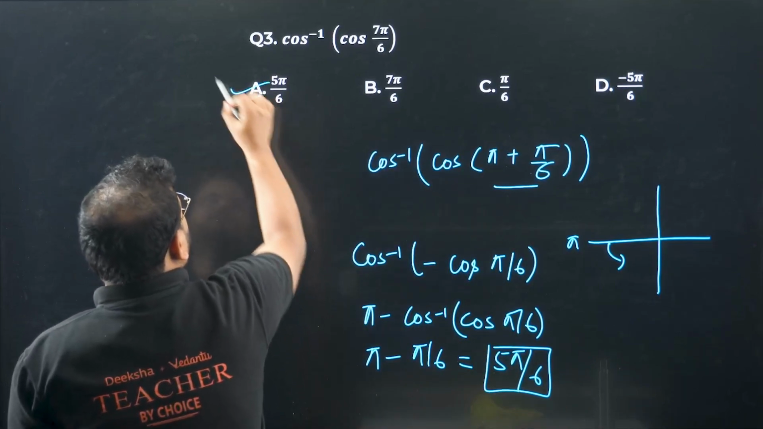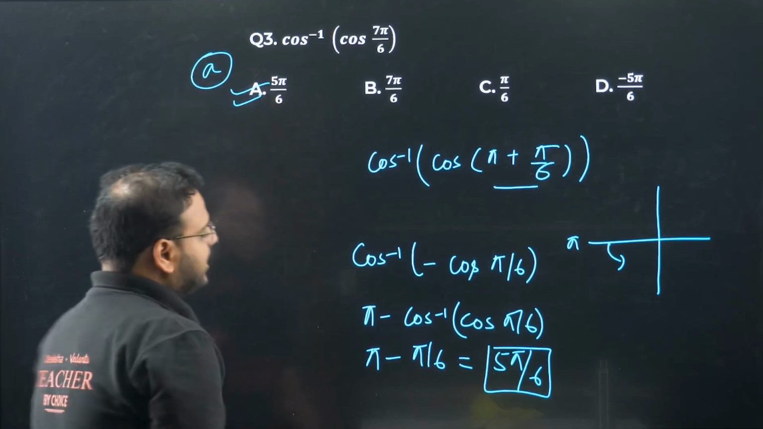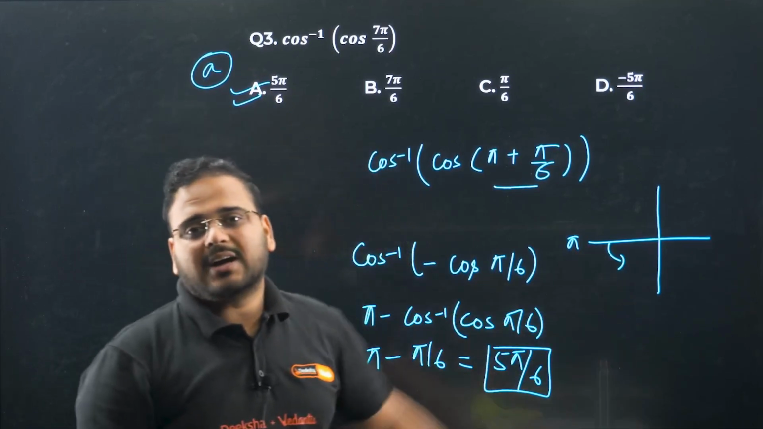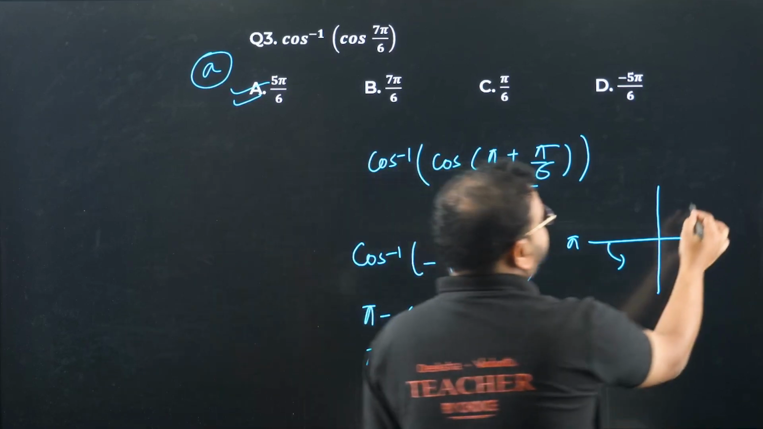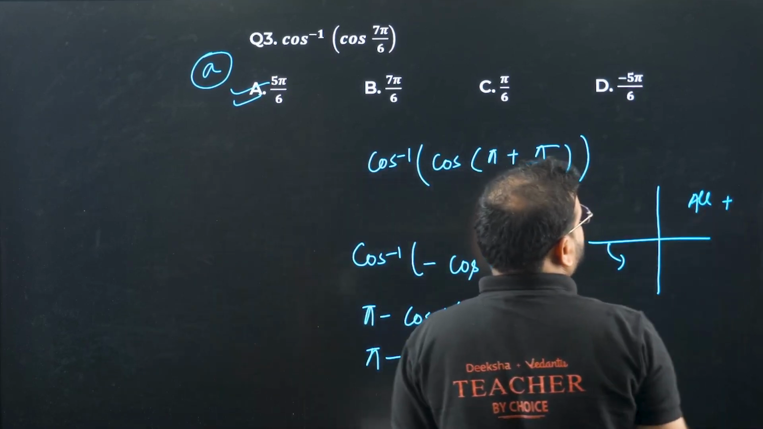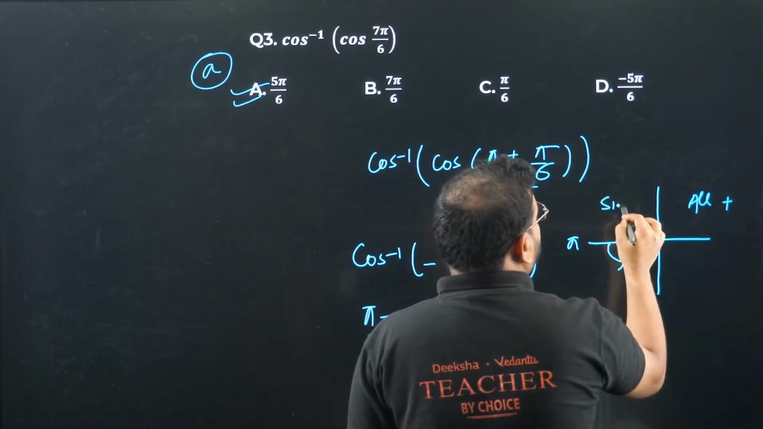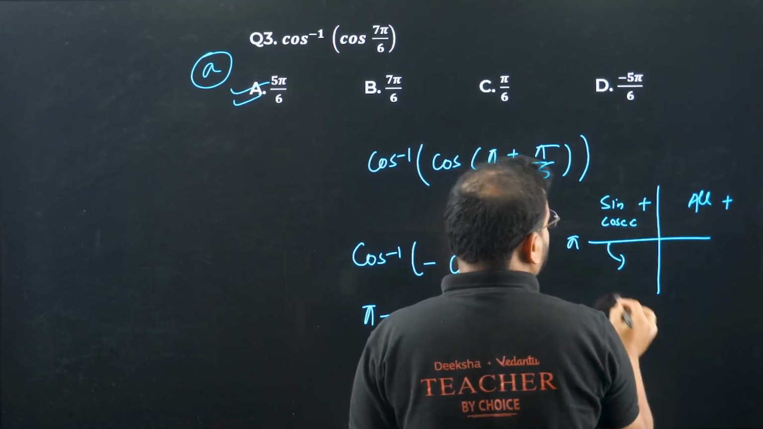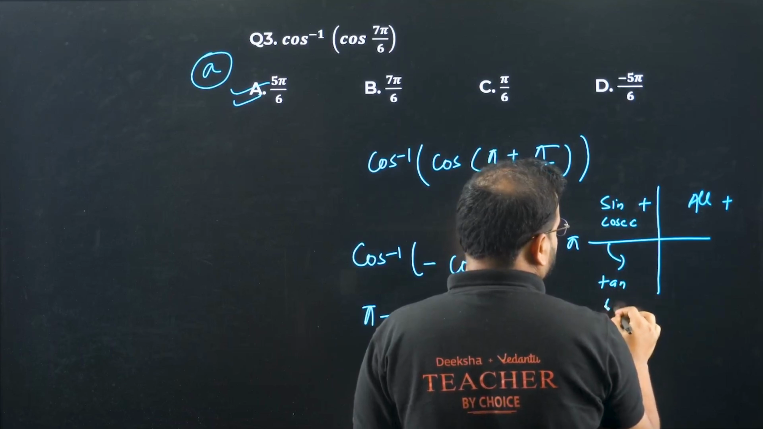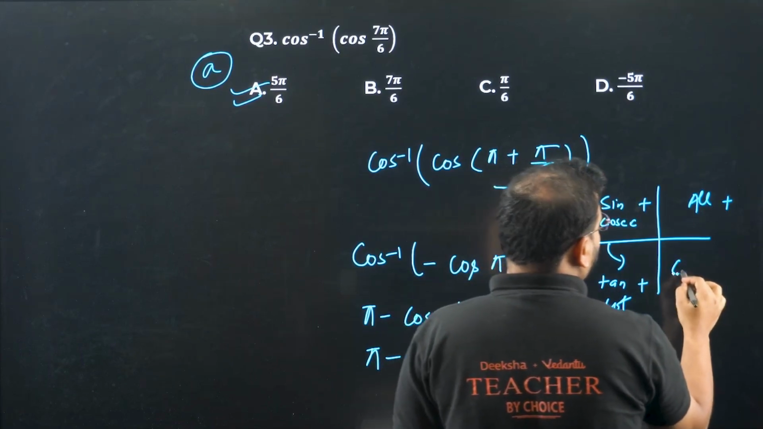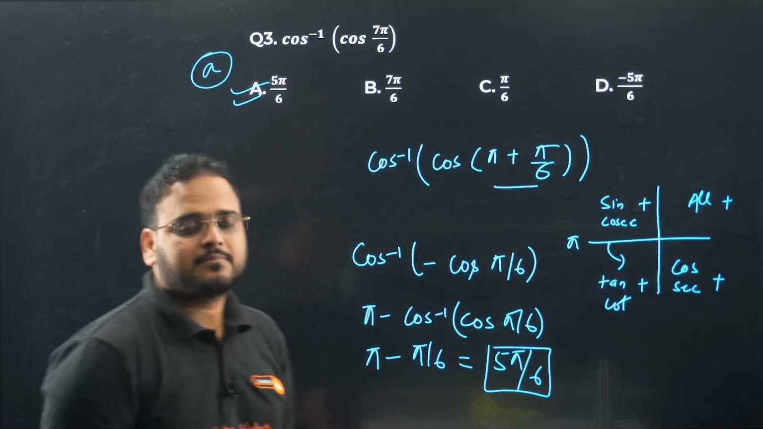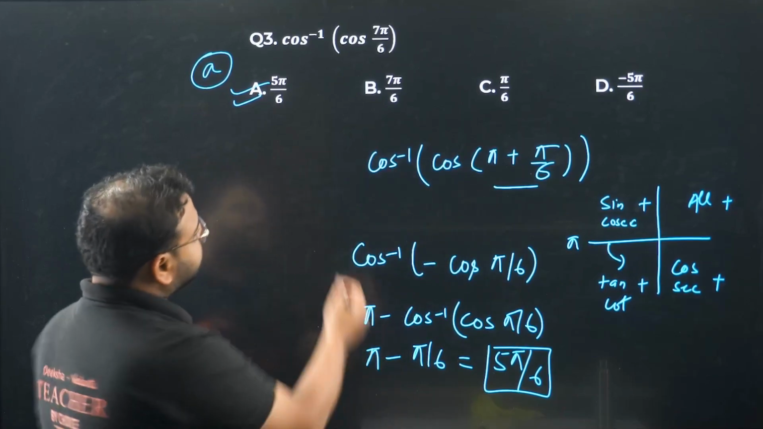Option A is correct. So it is very important to know the quadrant rule. Once you know that, remember here all are positive. Here we have sine and cosec positive. Here we have tan and cot positive. Here we have cos and sec positive. Got it? All right.